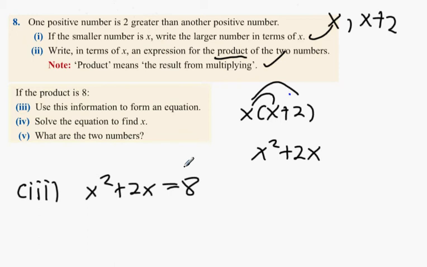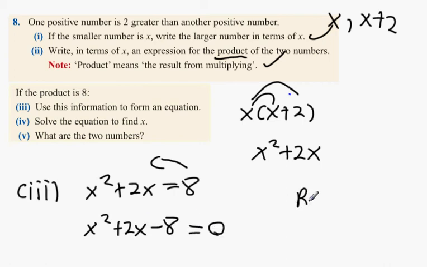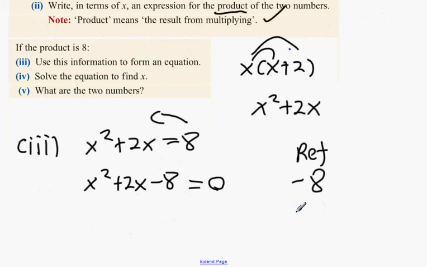Where do you bring the 8 to? You bring 8 on the other side and it's minus 8. What's the reference number? Minus 8. Okay. And then what 2 numbers multiply to give you 8?